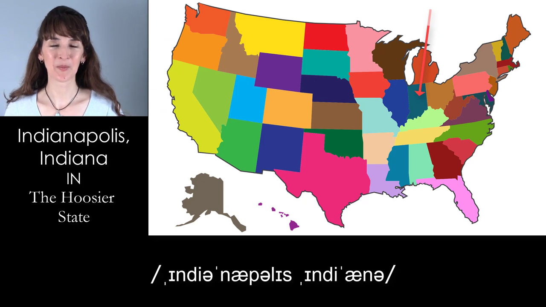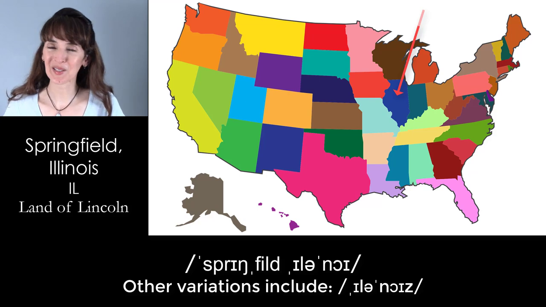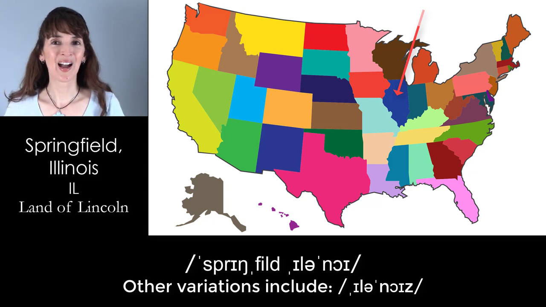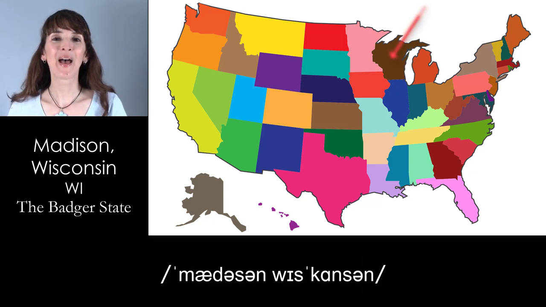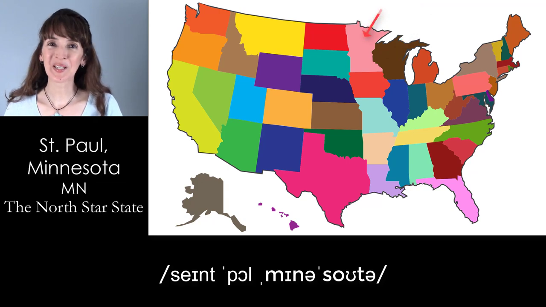Indianapolis, Indiana, the Hoosier State. Springfield, Illinois, land of Lincoln, as in President Abraham Lincoln. Some people may say Illinois, but I think that's far less common. I say Springfield, Illinois. Madison, Wisconsin, the Badger State. A badger is an animal. St. Paul, Minnesota, the North Star State.